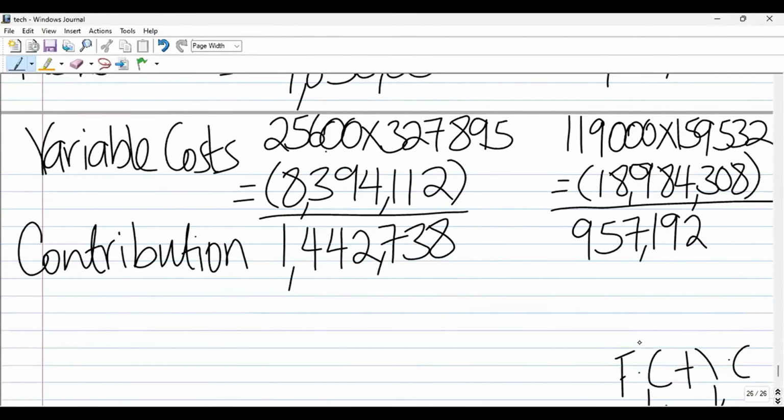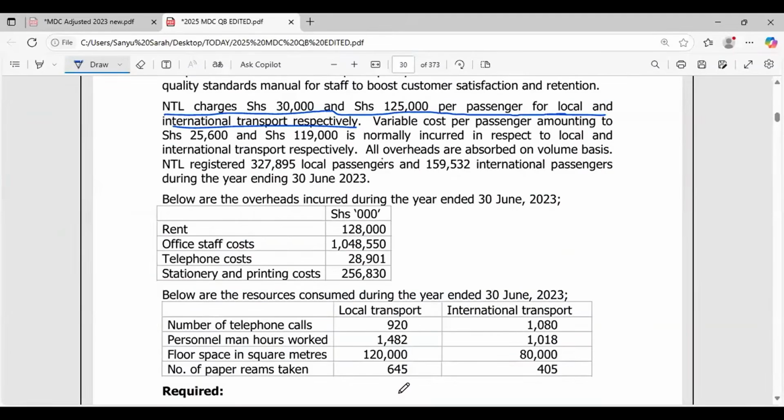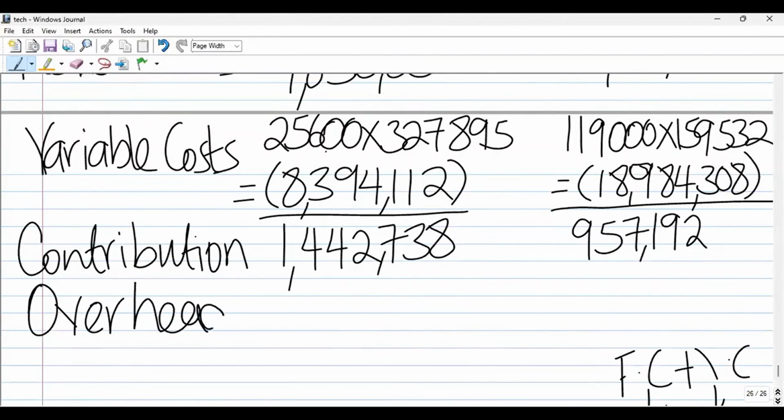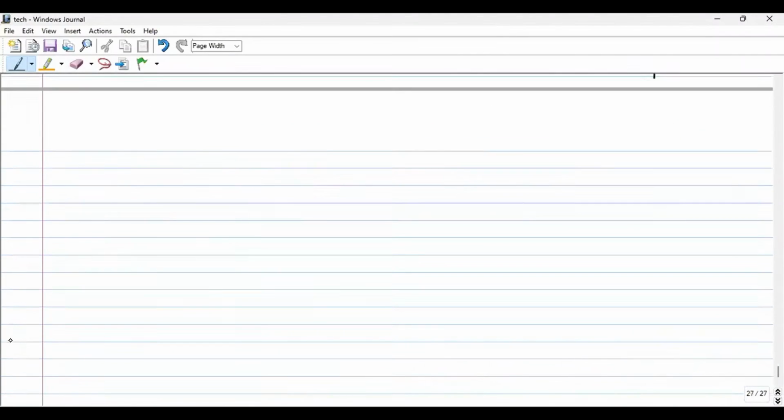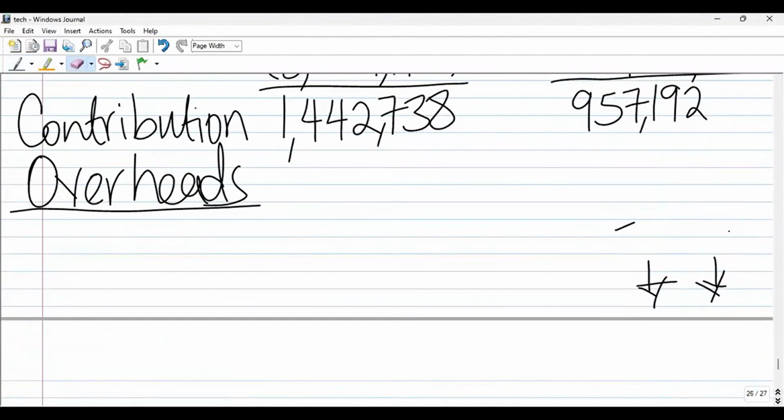So move to the next costs. So we go and see what they have given us. So according to the question, they said below are the overheads incurred during the year ended 30th June. So come and show the overheads. So overheads are the indirect costs or the fixed costs. And we are using ABC. So when we are using ABC, we have to write each overhead cost separately.